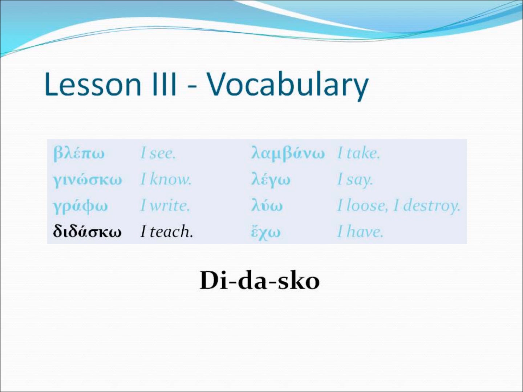Our fourth Greek vocabulary word is the word didasko. Didasko. It means in English, I teach. Delta, iota, delta, alpha, sigma, kappa, omega. Didasko. I teach. If you've taken any education classes, they're called didactics. This is where we get our word didactics from, didasko.